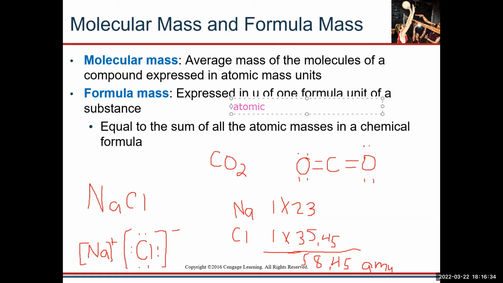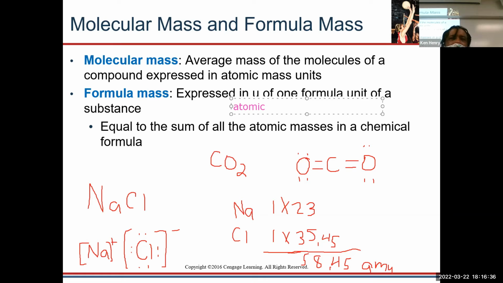Formula mass. Okay. Yeah. The process of calculating is going to be exactly the same. Only thing, molecular mass pertains to things that are covalently bonded, and then formula mass pertains to things that are ionically bonded. Yes.